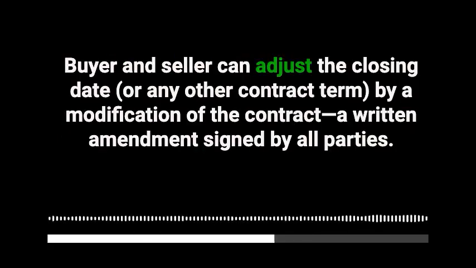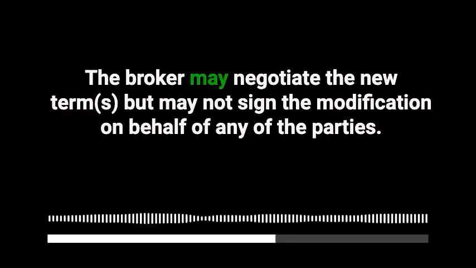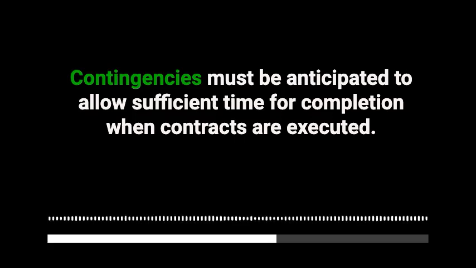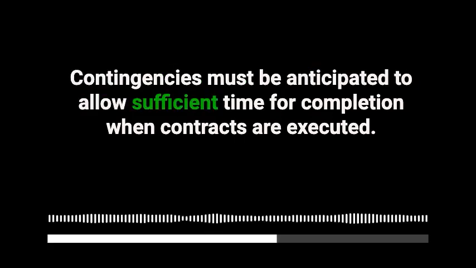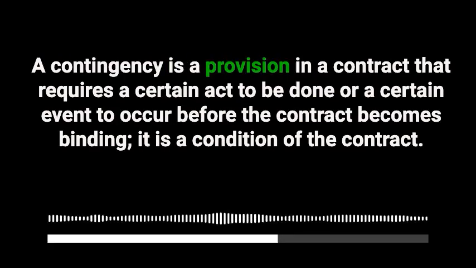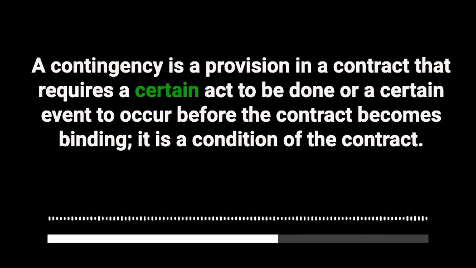Buyer and seller can adjust the closing date by a modification of the contract, a written amendment signed by all parties. The broker may negotiate the new term but may not sign the modification on behalf of any of the parties. Contingencies must be anticipated to allow sufficient time for completion when contracts are executed. A contingency is a provision in a contract that requires a certain act to be done or a certain event to occur before the contract becomes binding. It is a condition of the contract.